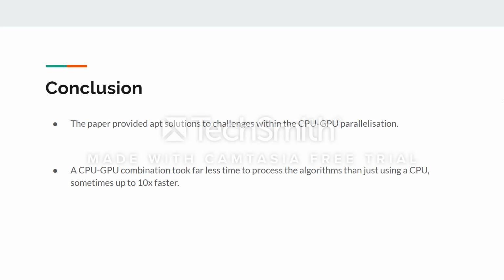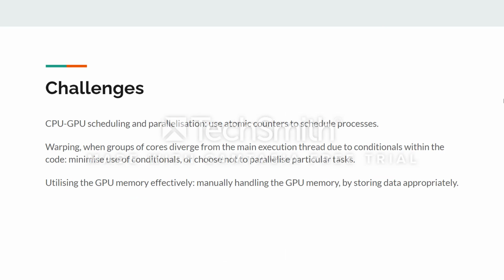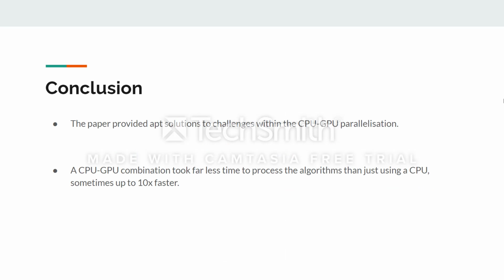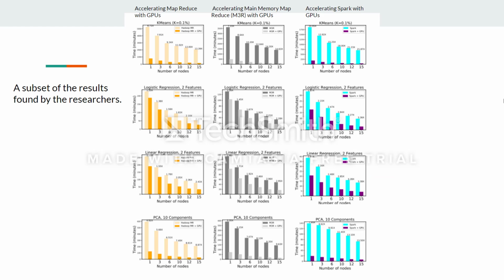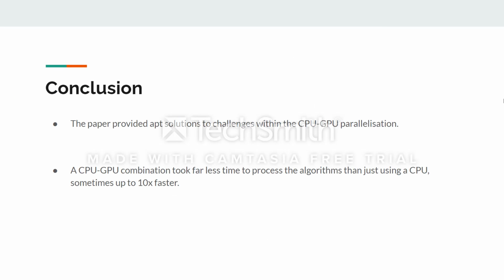So what are some of the conclusions we found? Well, the paper provided some solutions to the challenges that we found: the scheduling and parallelizing challenge, warping, and then utilizing the GPU. These are problems that other researchers and people in the industry will come up against, and so having good solutions to these is a good finding. They also found, which was the main point of the paper, how much faster it took for a CPU and GPU to run than just purely a CPU. And they found that it was a lot faster. I have 10 times here, but some of these from this graph were 21 or 25 times faster, which is very considerably faster, and it's definitely worth implementing for really large algorithms and large data sets.